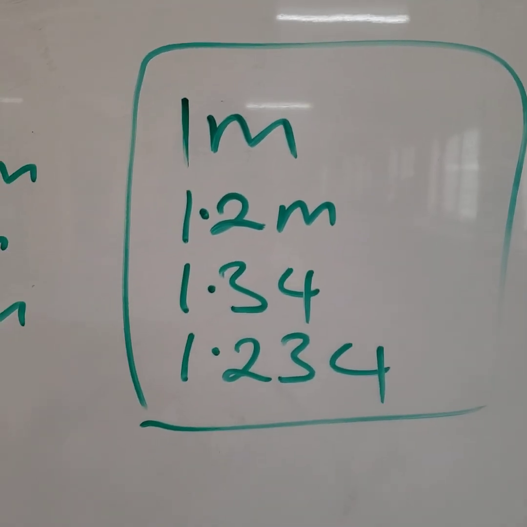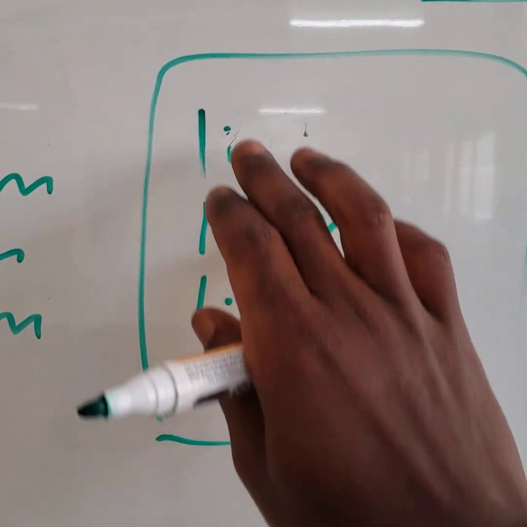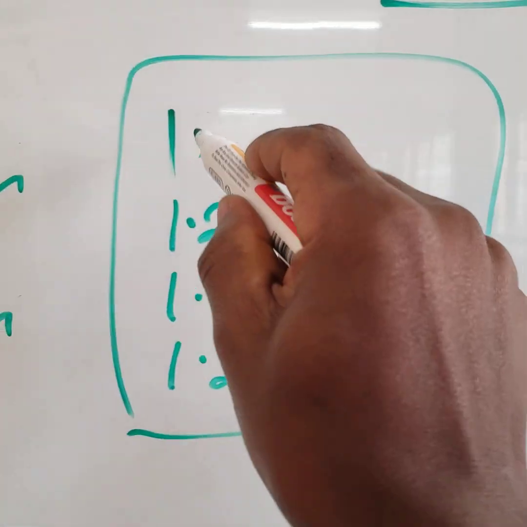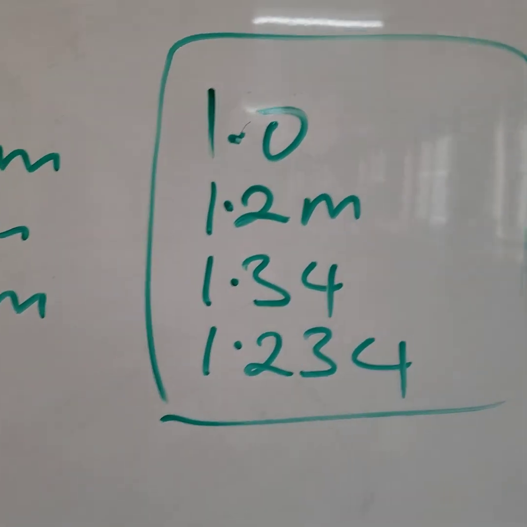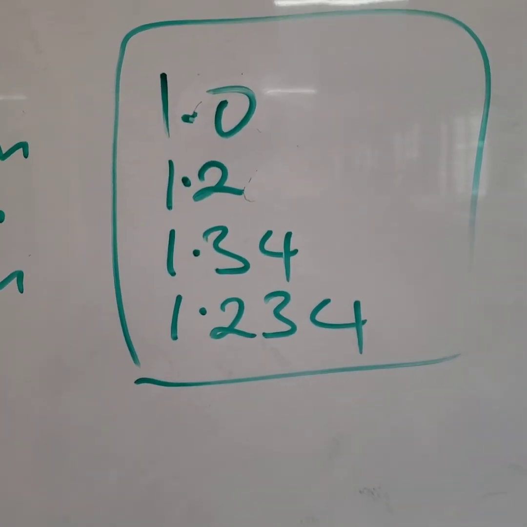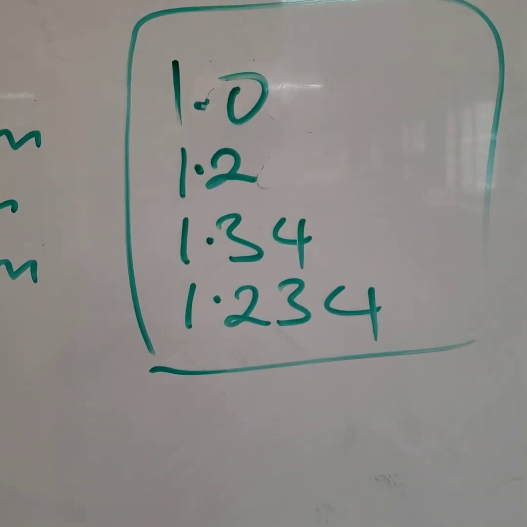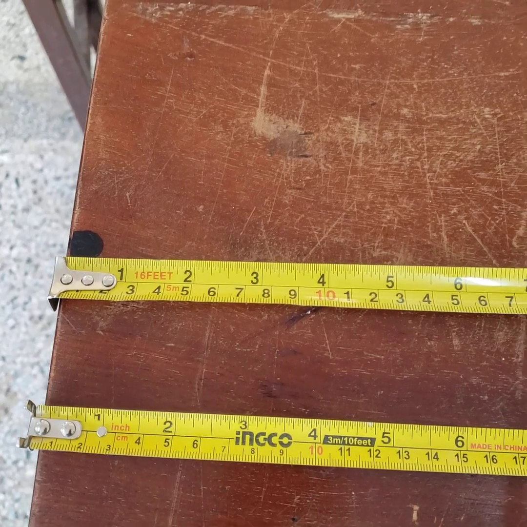But as an engineer now, we are told to measure off 1 meter. For instance, they can tell you 1.0. You just know it's 1 meter. They might not tell you meters, but they say go and measure 1.2 or 1.34, I mean 1.234. How do we trace this?